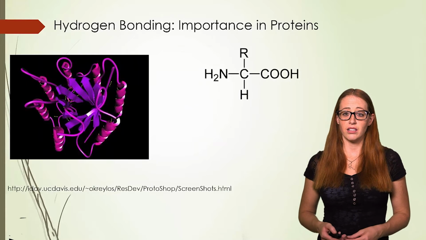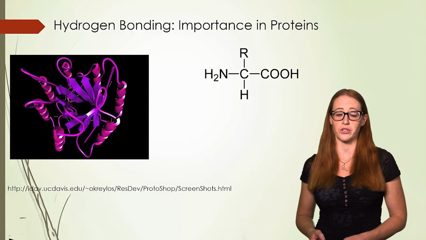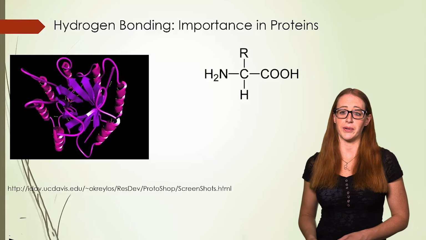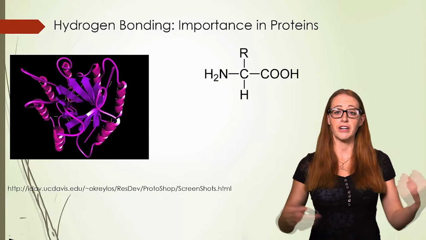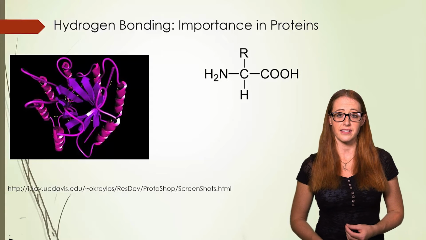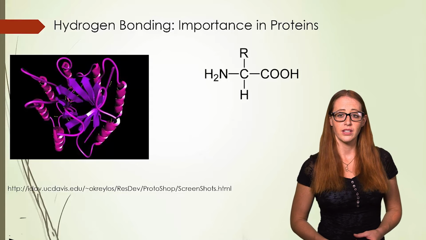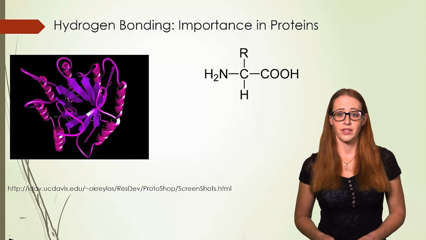Hydrogen bonding also plays important roles in the secondary, tertiary, and quaternary structures of proteins. Since this isn't a bio class, we are not going to be going into the structures of proteins, but just know that they are made up of very long strings of amino acids. I've drawn one generic amino acid here for you. The R group can be a variety of different things.